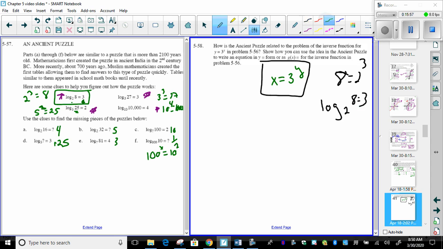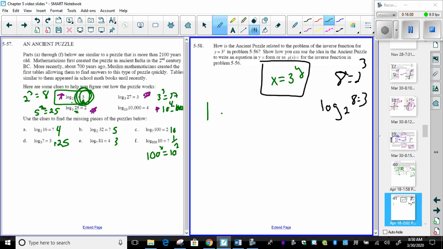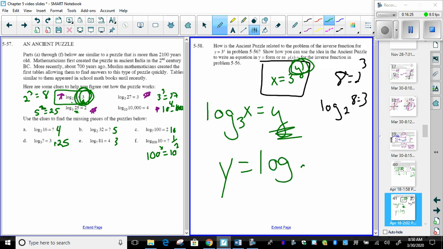So now, to rewrite this in y equals form, remember a log equals the exponent. So therefore my exponent is what my log equals. So this is log, what's the base of the exponential? 3. The base of the log is the base of the exponential of x equals 3 to the y, because your exponent is what a logarithm equals. You now just wrote the inverse of an exponential. Congratulations.